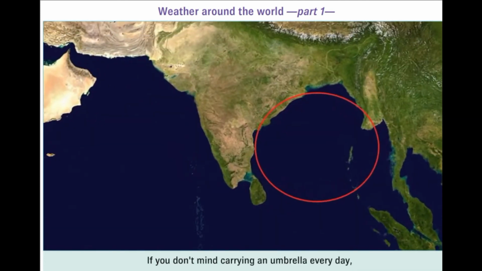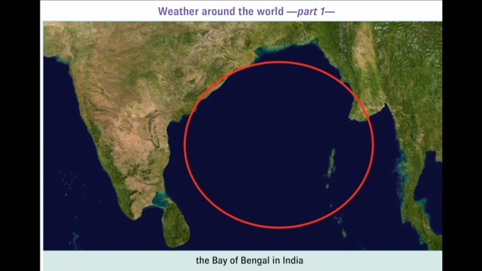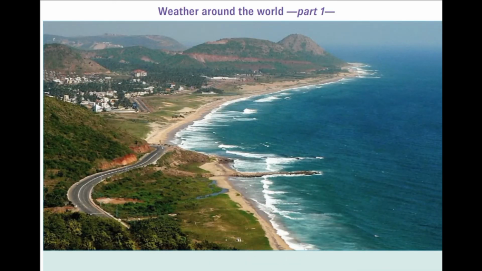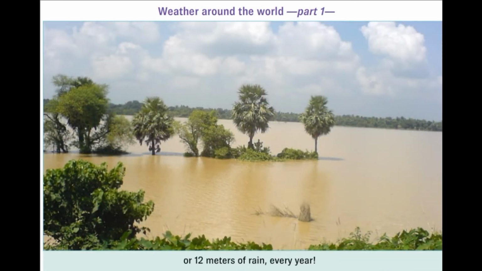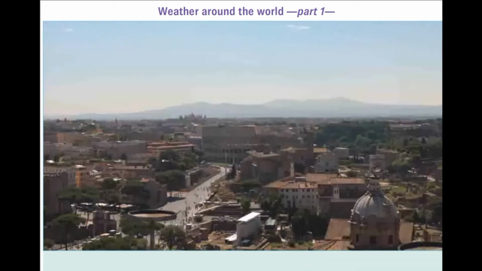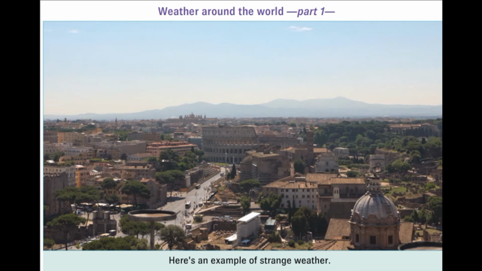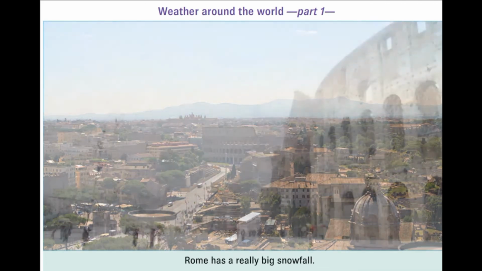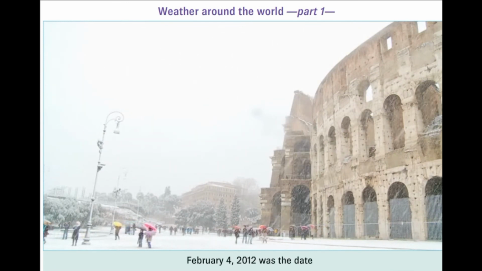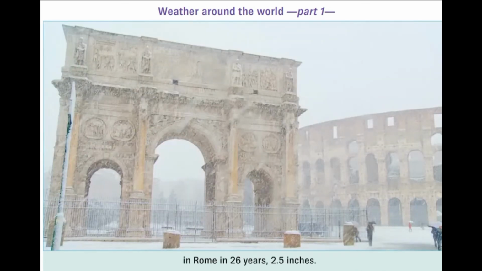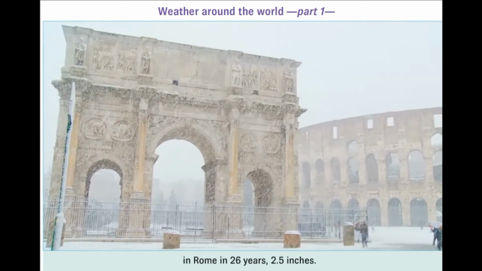If you don't mind carrying an umbrella every day, the Bay of Bengal in India is a very beautiful place. But it gets 39 feet or 12 meters of rain every year. Whoa! Here's an example of strange weather. Rome, Italy has warm weather most of the time, but about every 20 years, Rome has a really big snowfall. February 4th, 2012 was the date of the first big snowfall in Rome in 26 years, 2.5 inches.